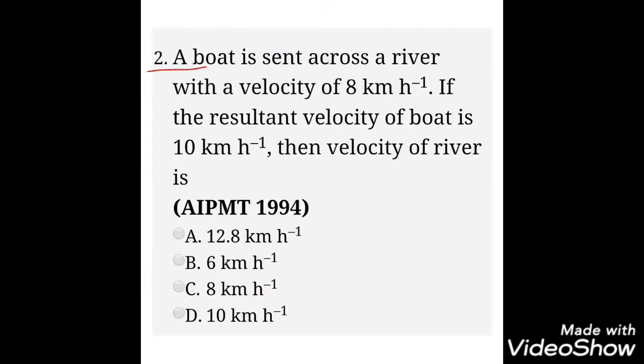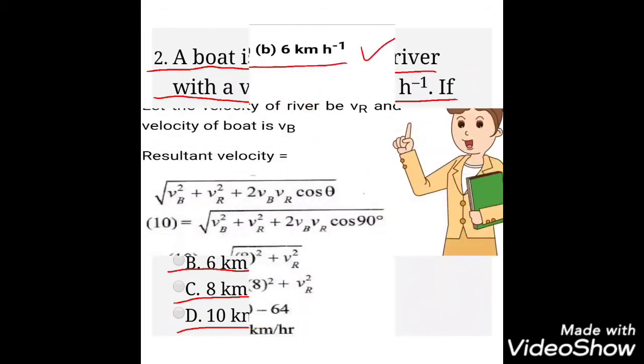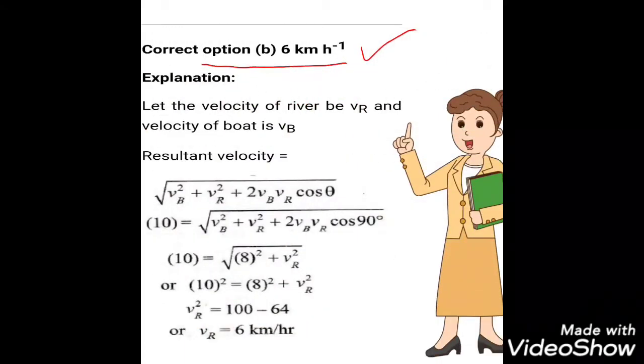Question number 2. A boat is sent across a river with a velocity of 8 km per hour. If the resultant velocity of the boat is 10 km per hour, then the velocity of the river is: option A, 12.8 km per hour; option B, 6 km per hour; option C, 8 km per hour; option D, 10 km per hour. So which is the correct option? For question number 2, 6 km per hour is the correct option.